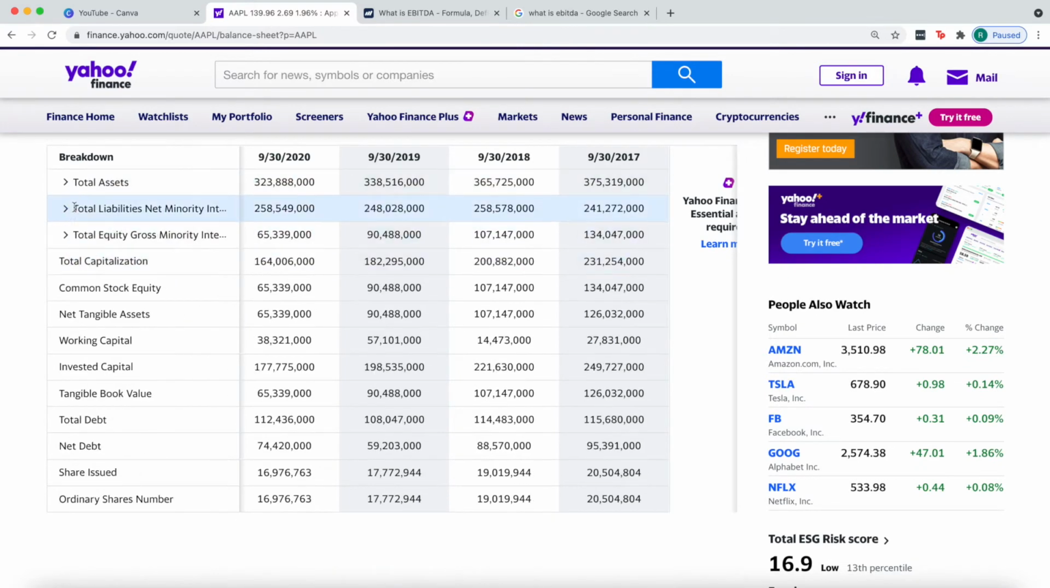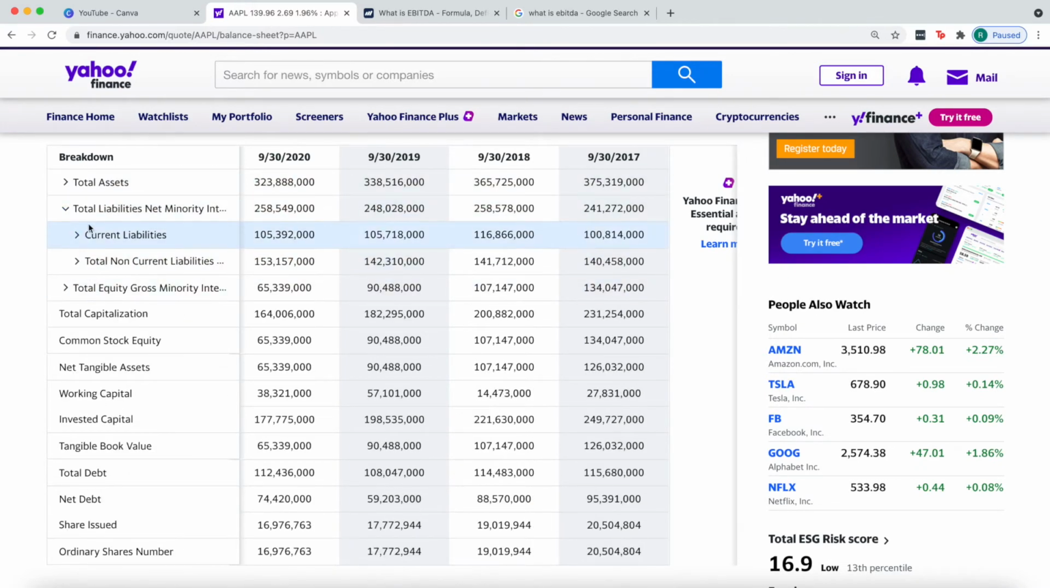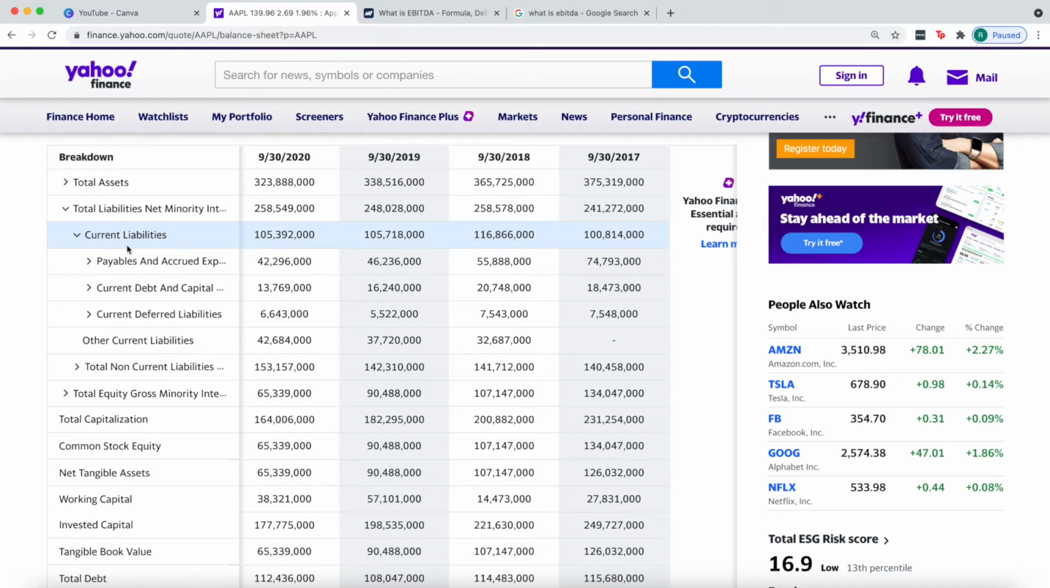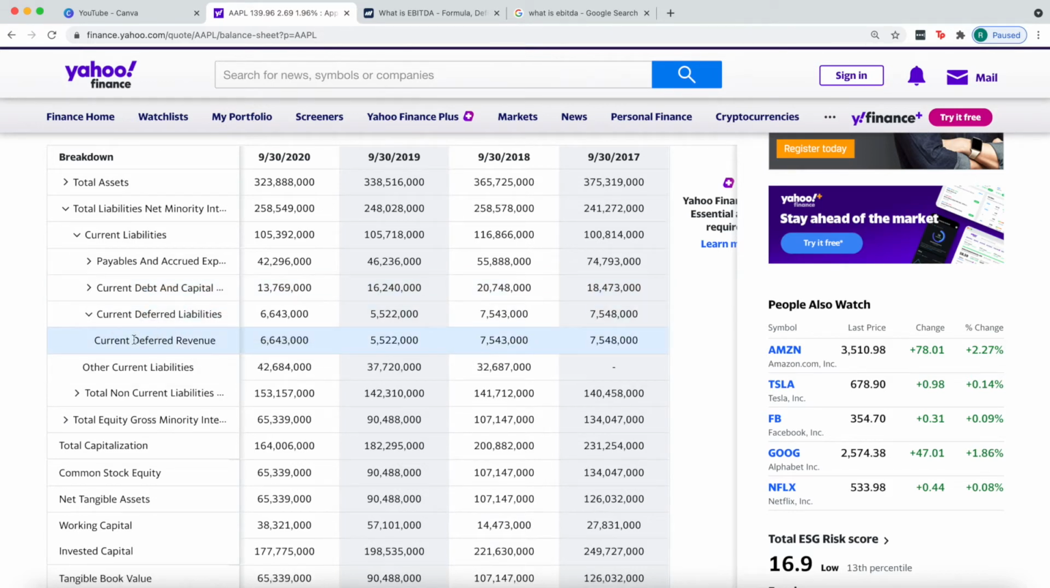Let's go ahead and look at our liabilities. Your liabilities include, but are not limited to, your current liabilities: your accounts payable and accrued expenses. How much do you owe another person? What's your current debt and capital lease obligation? Essentially, how much do you owe currently to people? What are your deferred liabilities? That will include your current deferred revenues as well. Anything that's deferred is something that you're not recognizing until the payment comes in. Therefore, somebody has to bear the burden of that.